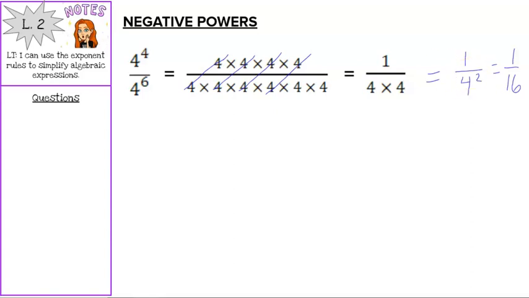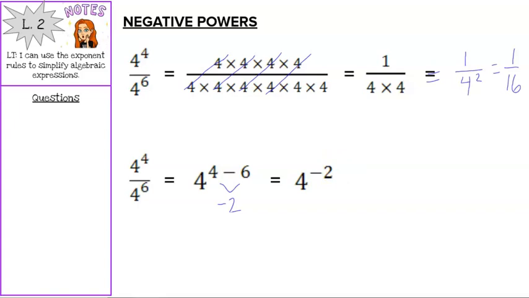So now let's look at that exact same problem. We're not changing the problem at all. It's the same problem, but we're going to solve it using our power rule, our quotient rule, which tells us that we can subtract our powers. So we're going to do 4 to the 4th minus 6th power. So we're going to subtract those powers. So 4 minus 6 is negative 2, which means this simplifies to 4 to the negative 2nd power.